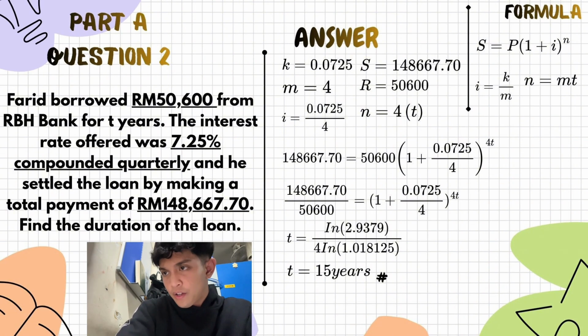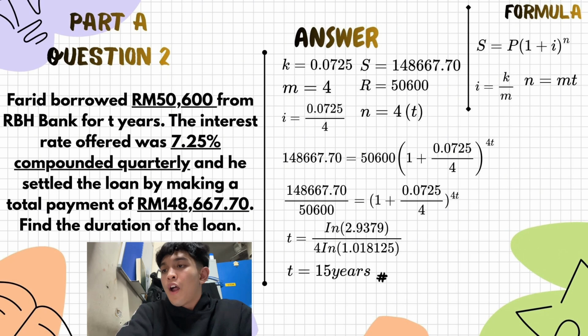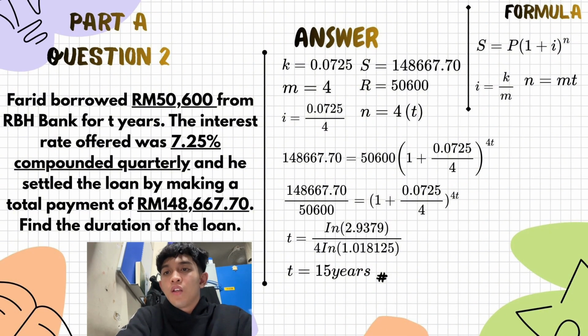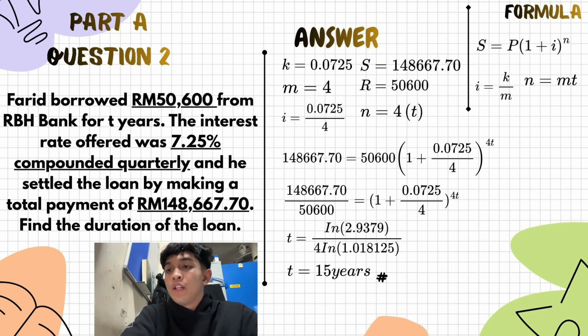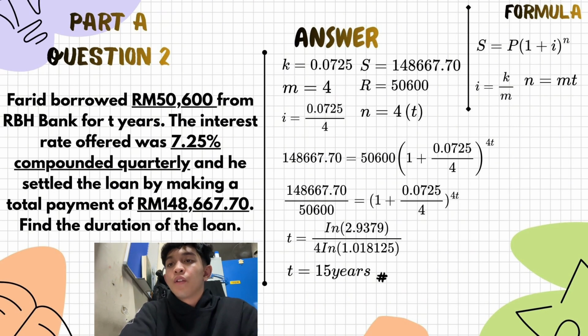As you can see, I already underlined the numbers, which are RM 50,600, 7.25% compounded quarterly, and RM 148,667.70. So here the formula is S equals P bracket 1 plus i bracket to the power of n. I already listed the main points: S equals 148,667.70, P is 50,600, i is 0.0725, and m is 4.